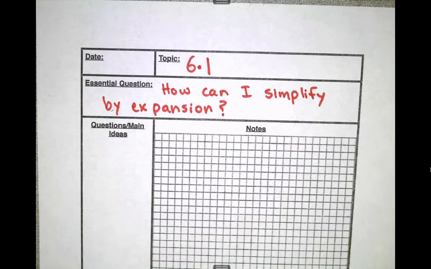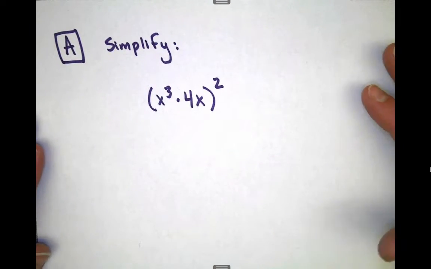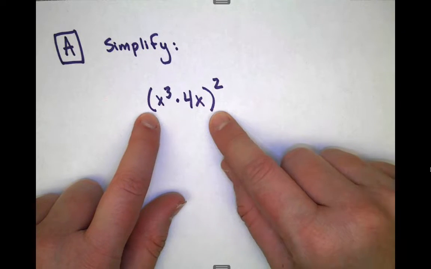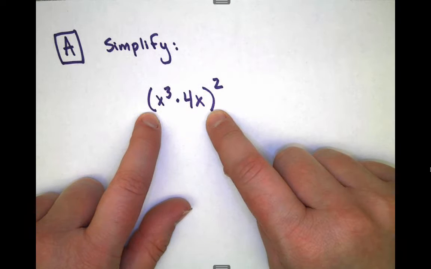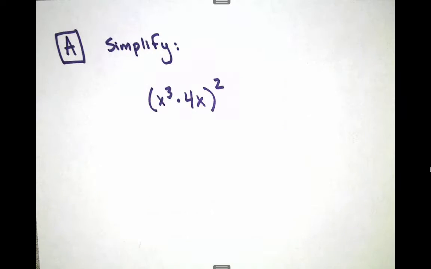So underneath, down in the notes, we're going to do part A. And here is our first question, part A, simplify. And our problem is parentheses, x to the third times 4x squared. So right now, what I want you to do is hit pause and solve this. Well, simplify it. You're not solving for x, you're just simplifying. And then let's check and see how you did. All right, go.